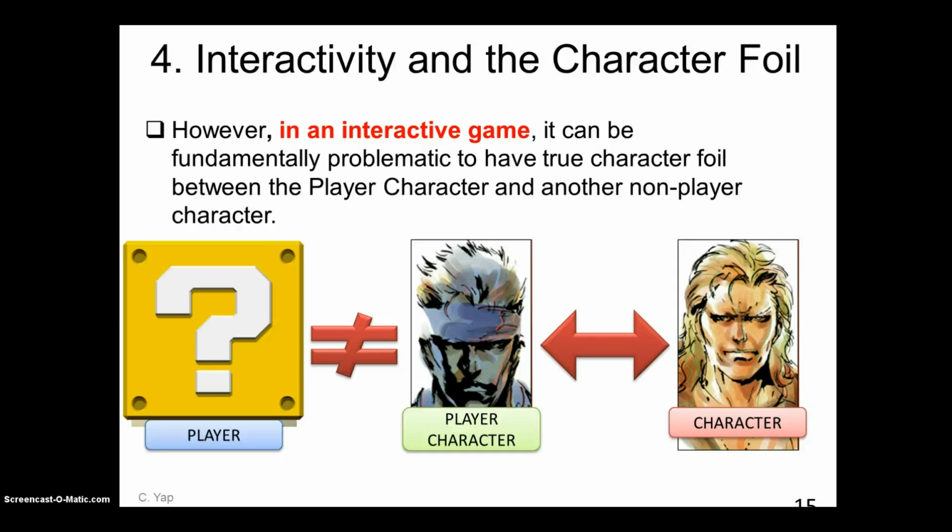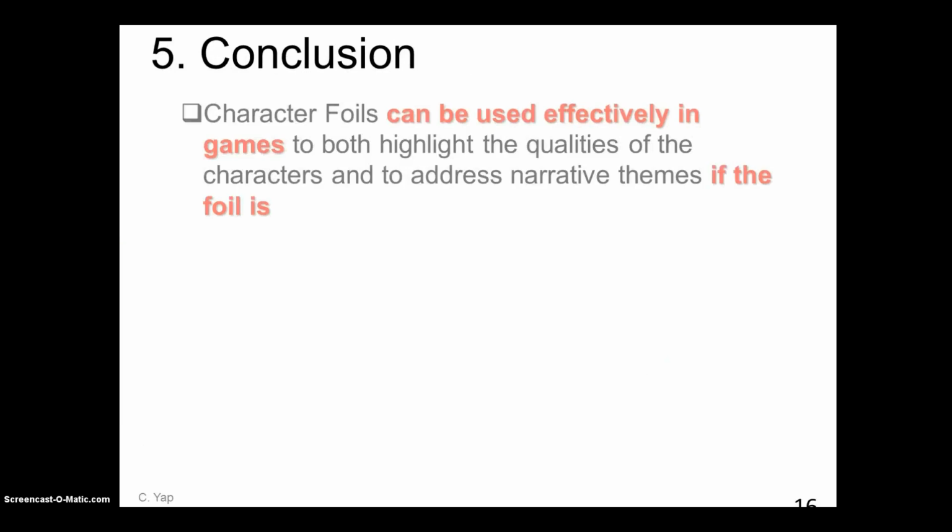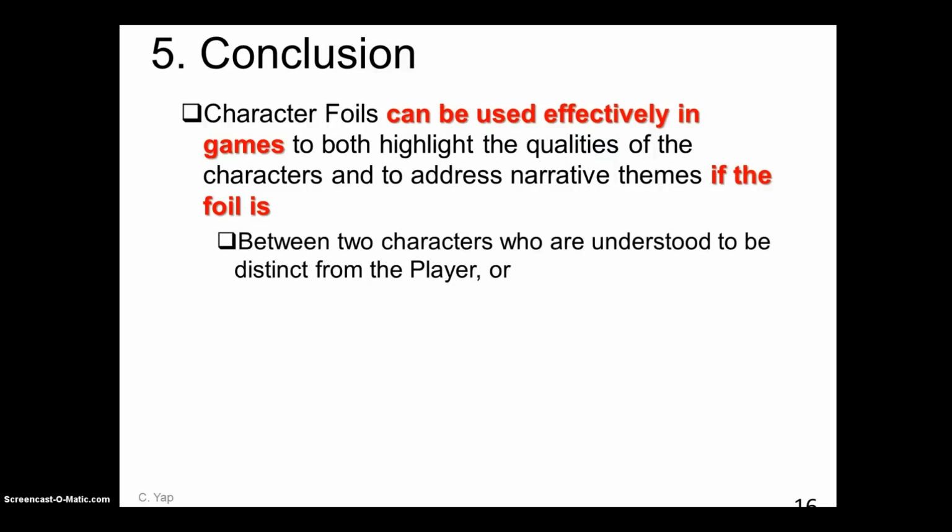But if Solid Snake and the player character and the player are equated with each other, it's very, very fundamentally difficult and almost impossible to have a true character foil in this case. So, in conclusion, character foils can be used effectively in games to both highlight the qualities of the characters and address narrative themes if the foil is between two characters who are understood to be distinct from the player, and/or the foil is between two non-player characters.